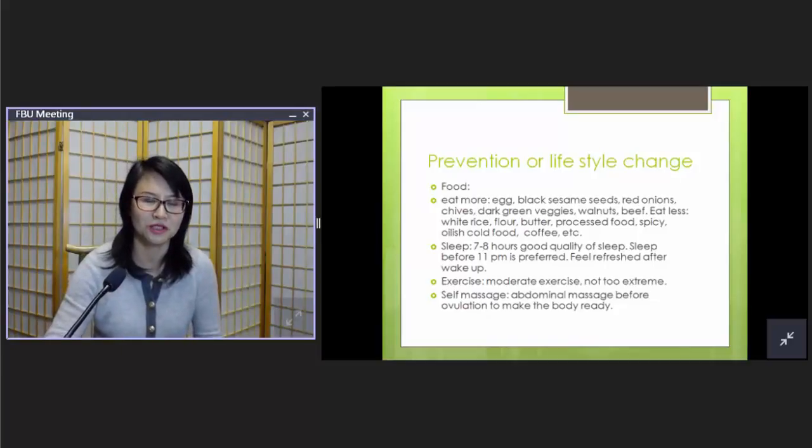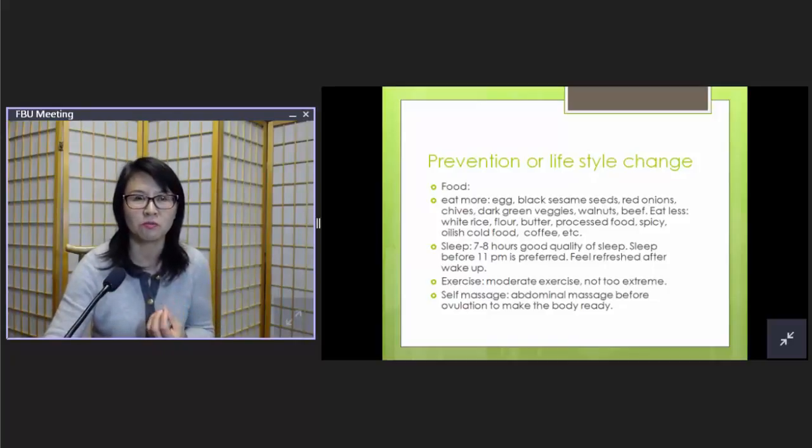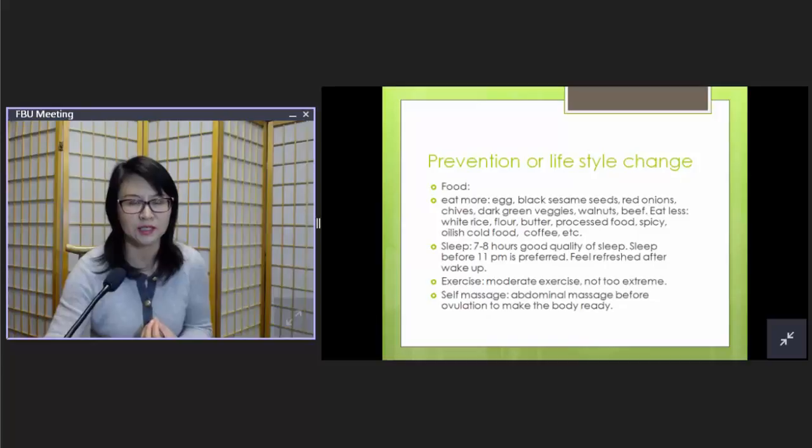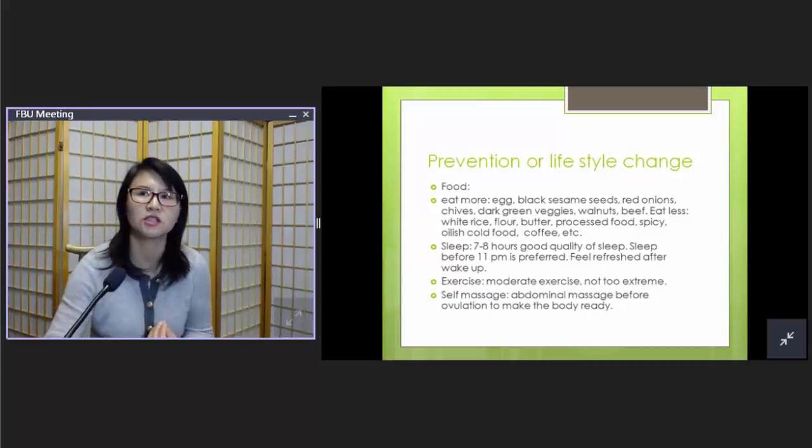Try to use decaf, because caffeine can improve your short-term memory and help you concentrate. That is good, but if a woman concentrates too much and cannot relax, those female hormones cannot be secreted. The female hormones can only be secreted into the bloodstream when the woman is relaxed.